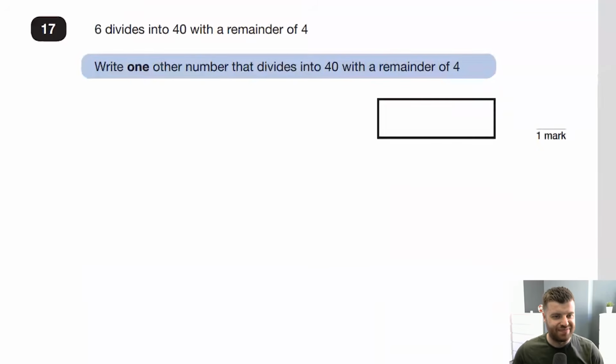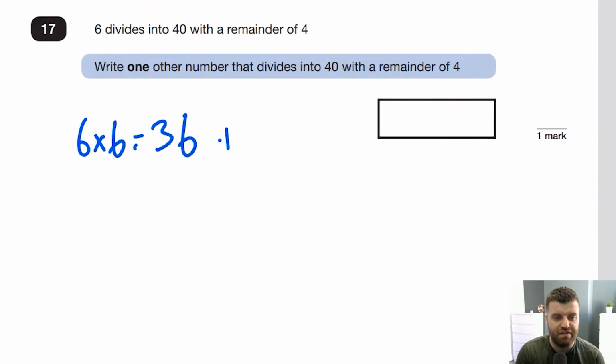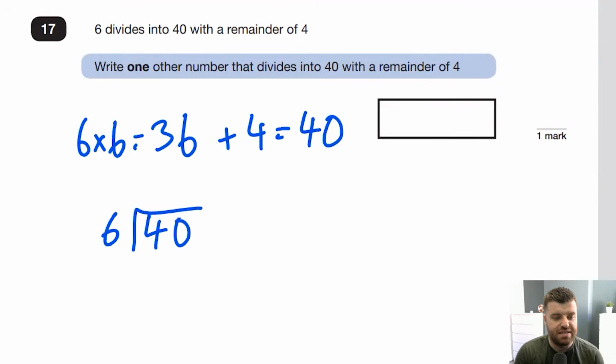Question 17. 6 divides into 40. I love this question, by the way. 6 divides into 40 with a remainder of 4. What we're saying there basically is we've got 6 lots of 6 are 36, so there'll be 4 left over if we divide it from 40. Another way you could think about it is this, using the bus stop. 40 divided by 6, 6 is into 40, 6, 12, 18, 24, 30, 36. That's 6 lots. And with 36, there would be a remainder of 4 to get to 40.